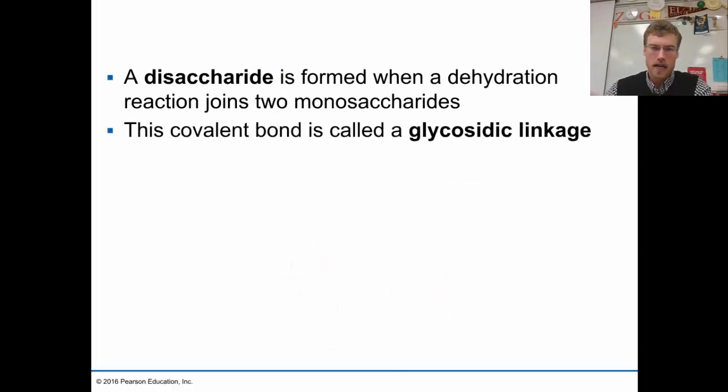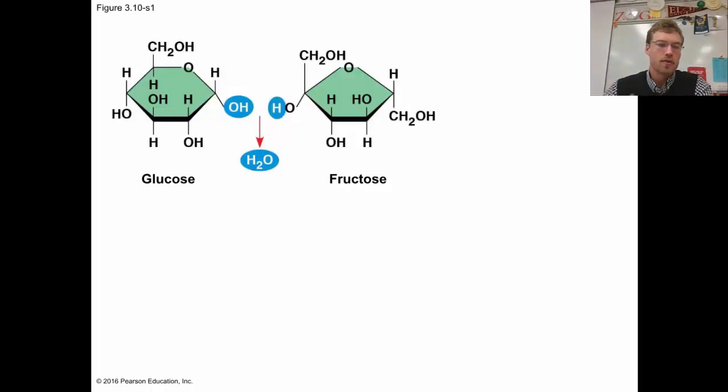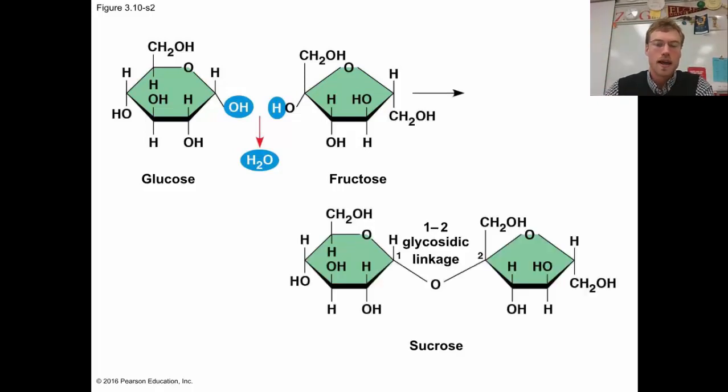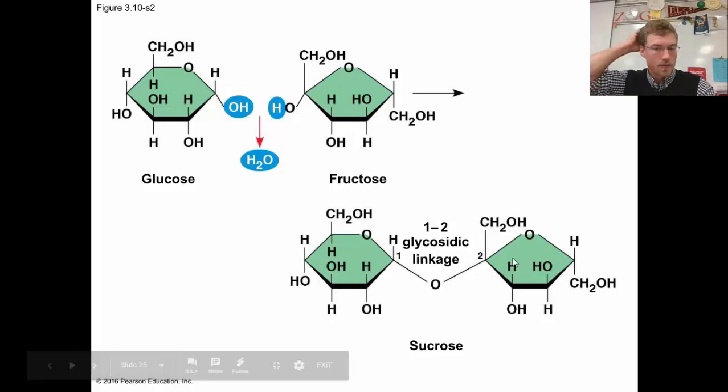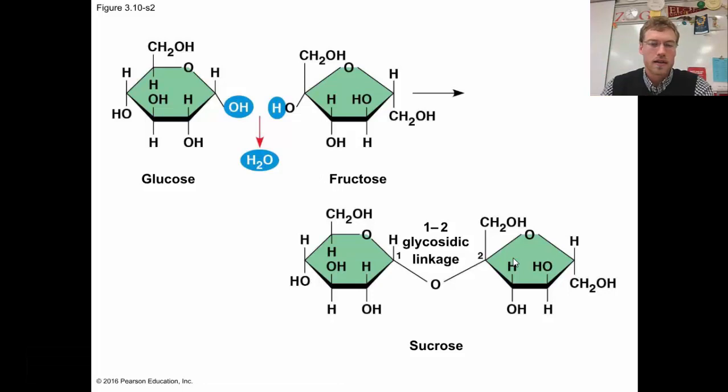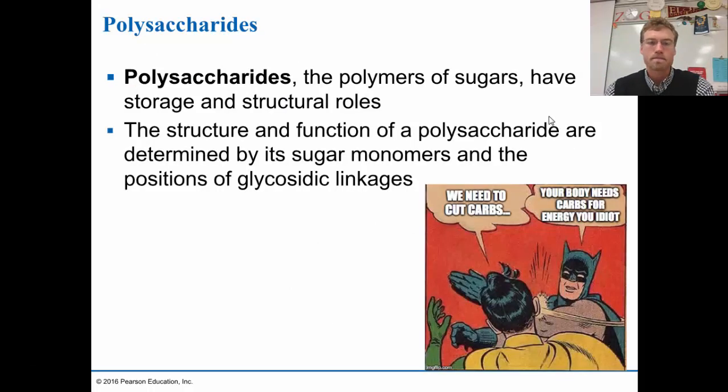A disaccharide, di means 2, is when you have 2 monosaccharides that form together with what is known as a glycosidic linkage. For example, with glucose and fructose, a dehydration reaction will occur, and they'll be put together, and that makes sucrose. And sucrose is table sugar. So we've got this 1,2 glycosidic linkage between the two different monomers, creating the polymer.